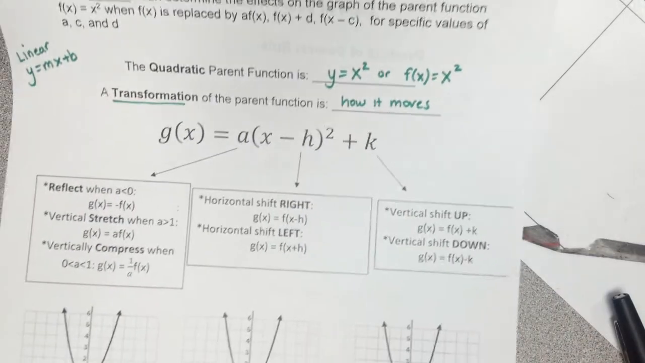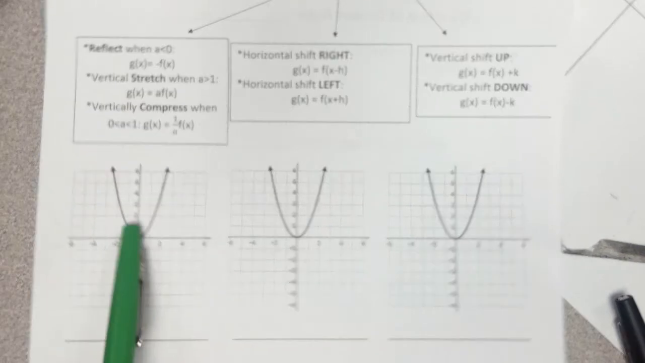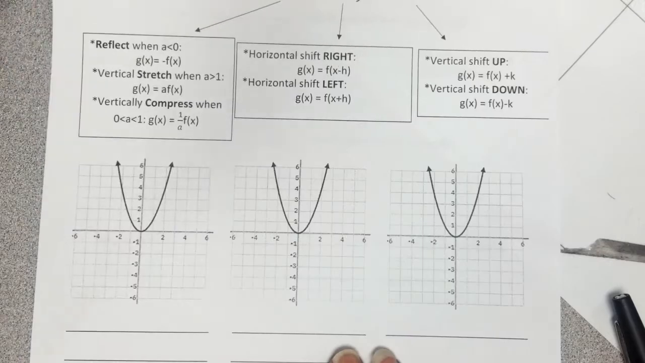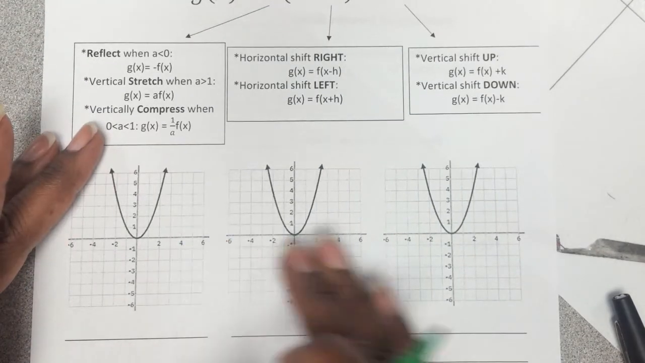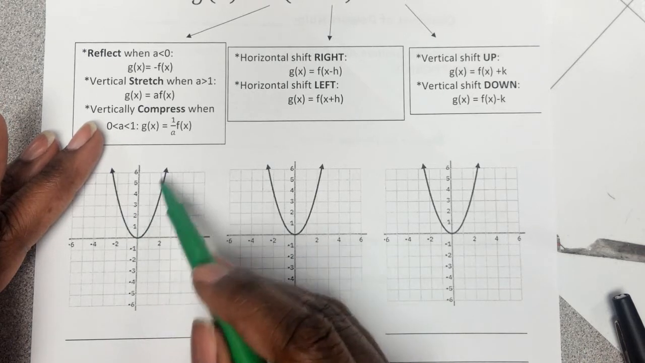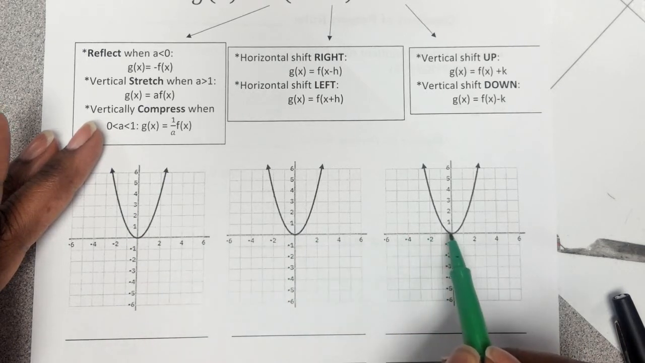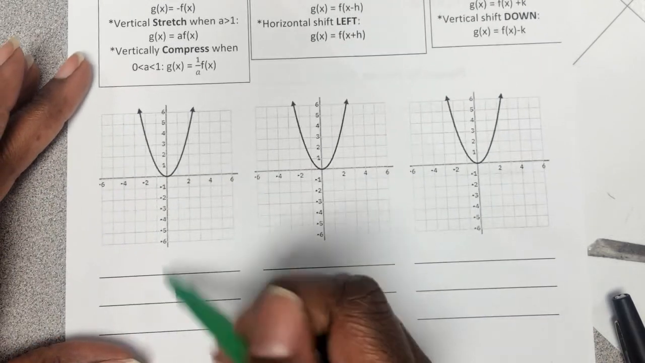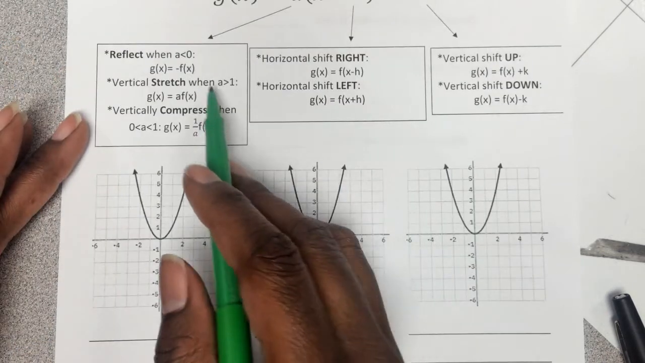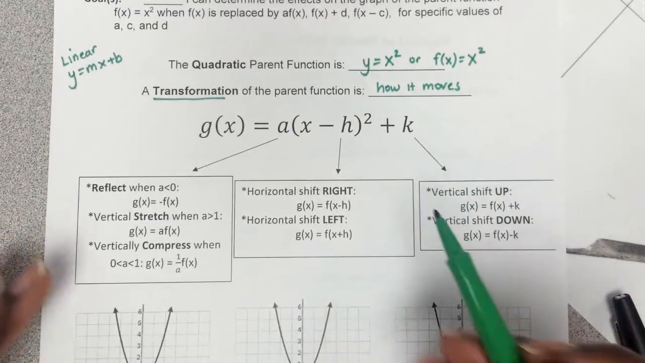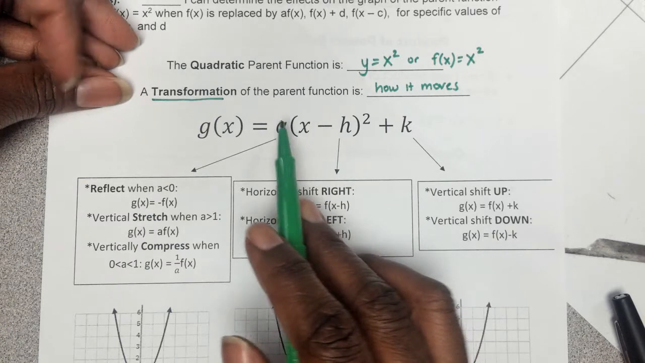If you look at these three, sorry, let me focus my camera. If you look at these three, these are the parent quadratic function. Notice the vertex is sitting there nicely at the origin. What we're going to do is start looking at how we can change the parent function in many different ways, okay? So if you look here, it kind of tells you.